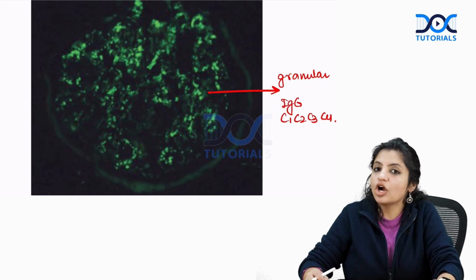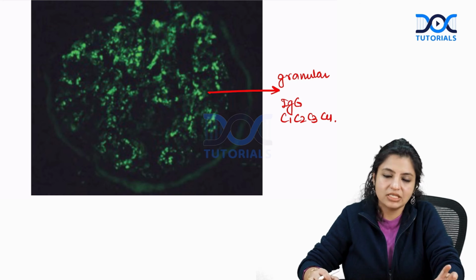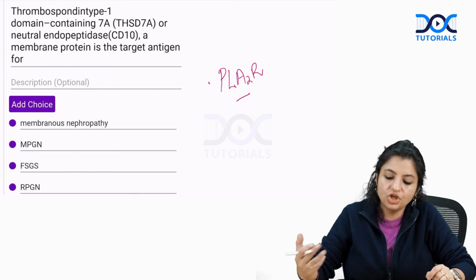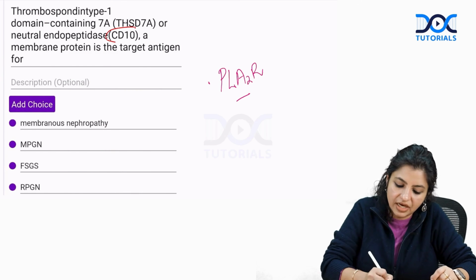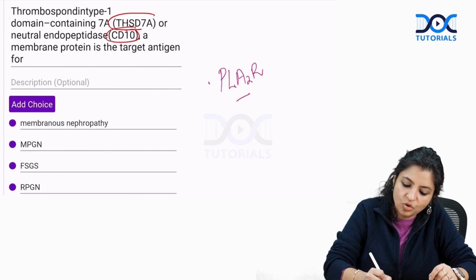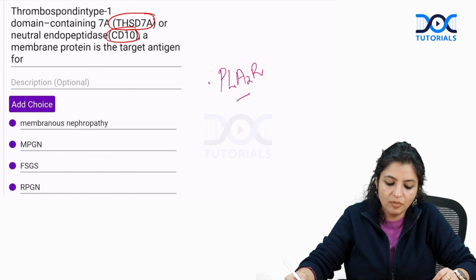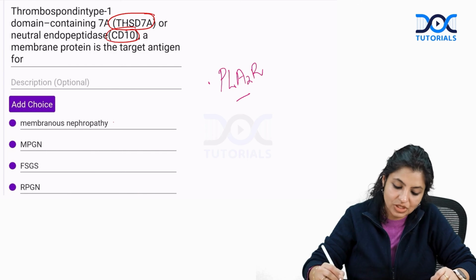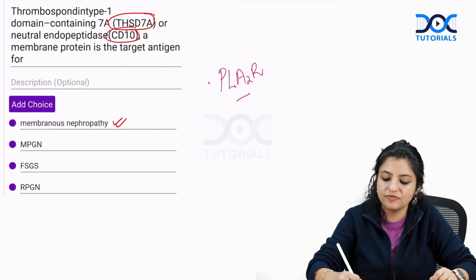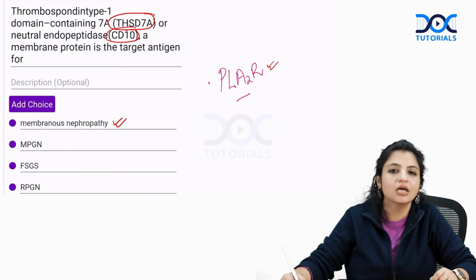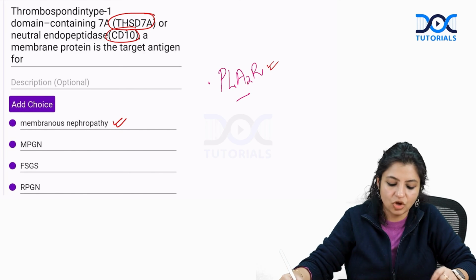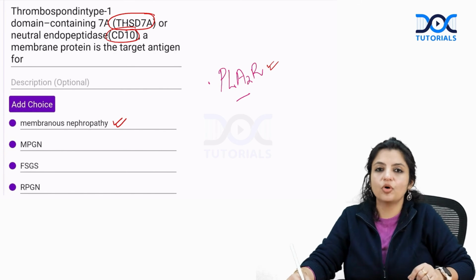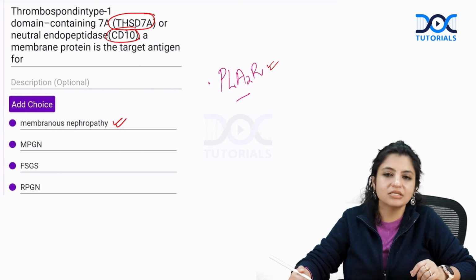Now, we have talked about the antigen of membranous nephropathy. It is phospholipase A2 receptor. That's the most common antigen. Recently, new antigens were found. This is either CD10 or thrombospondin type 1 domain containing 7A. So this is the antigen which is typically seen in membranous nephropathy. Phospholipase A2 receptor is the most common, then CD10 and thrombospondin type 1 domain containing 7A. So these are the three important antigens seen in membranous nephropathy.